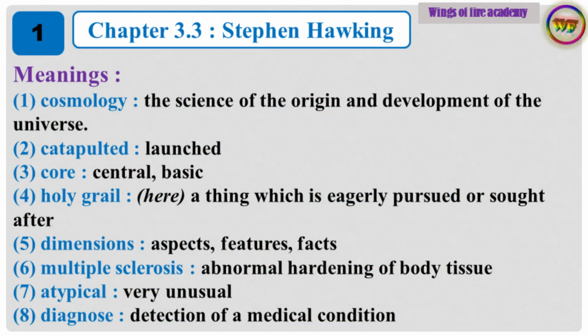Meanings. 1. Cosmology. The science of the origin and development of the universe. 2. Catapulted. Launched. 3. Core. Central, basic. 4. Holy Grail. Here, a thing which is eagerly pursued or sought after. 5. Dimensions. Aspects, features, facts.